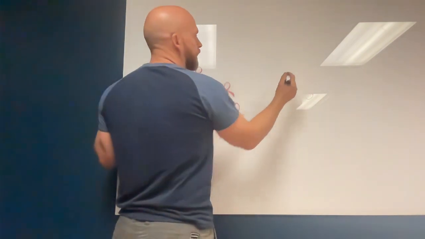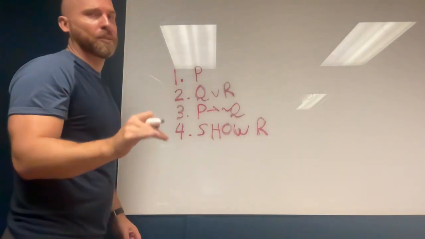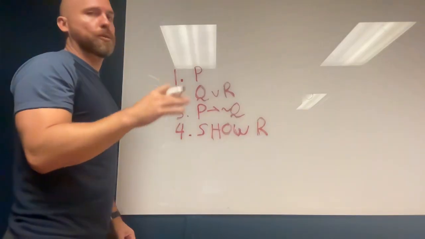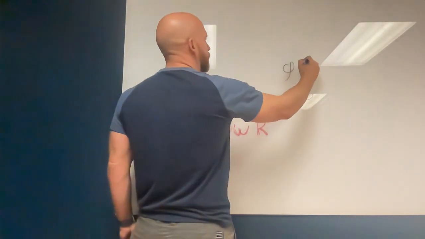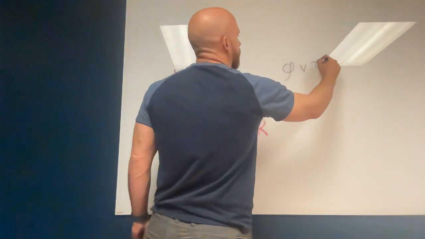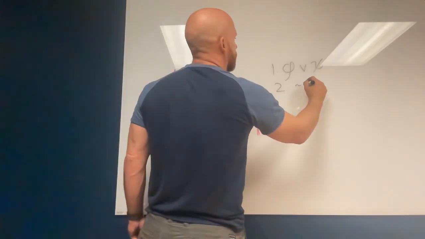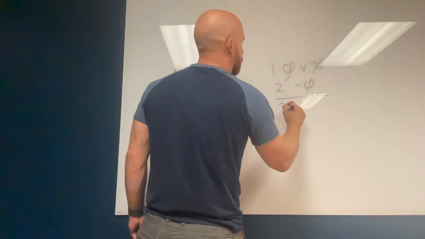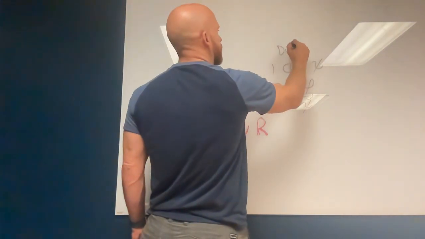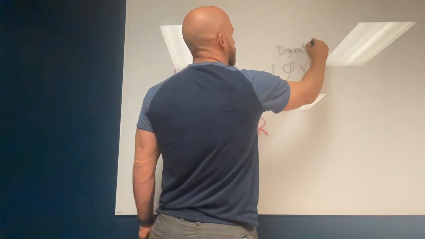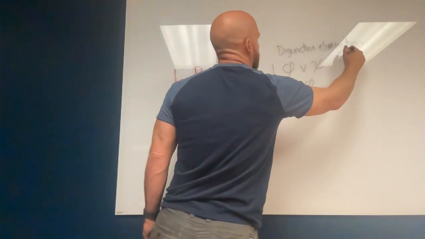If you have, and now I'm going to use, for reasons that we discussed hopefully in a previous lecture if I remember to, the Greek meta letters to describe this. If you have phi or chi, and you have not phi, you can infer chi. And what is this? Disjunction elimination, DE.